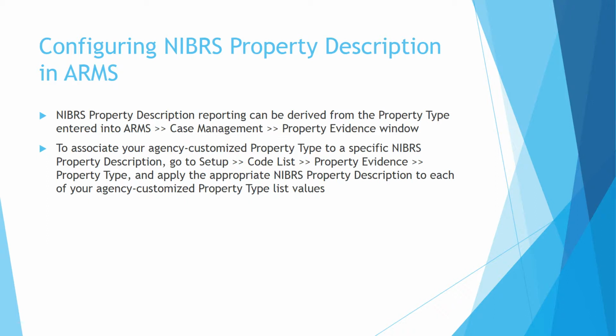So to associate these, you're going to need to go into your NIBRS property description code setup. Underneath the code list in the property evidence category, subcategory property type, you'll be able to go through each of your property type codes and actually associate them with the proper NIBRS property description for each code. Once you've done this for all your codes, like I said, this is just going to speed up that process and make sure that the officers are already doing what they're supposed to be doing, so the NIBRS coordinator has less to do on the back end.